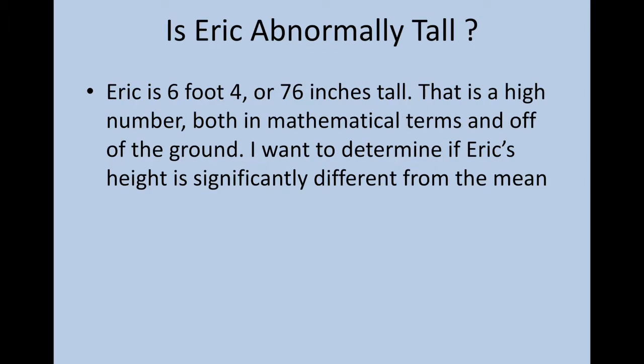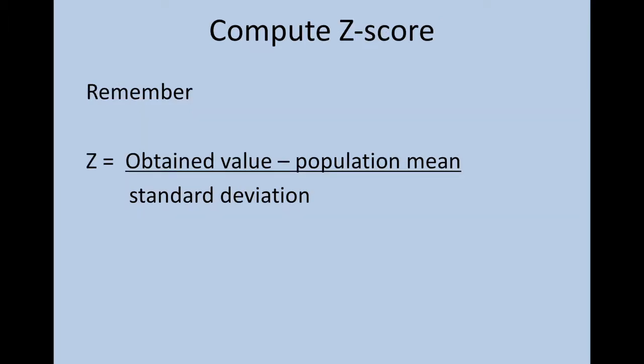First question, is Eric abnormally tall? Eric is 6 feet 4 inches tall, or 76 inches. That is a high number, both in mathematical terms and off the ground high. What I want to determine is if Eric's height is significantly different from the mean. So I'm going to compute a z-score. Remember, we talked about this in class. Z is the obtained value, in this case 76 inches, minus the population mean divided by the standard deviation.